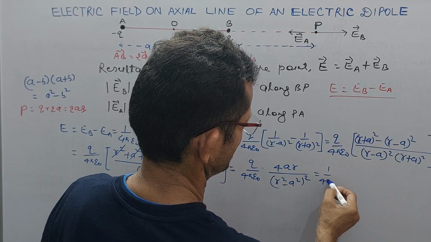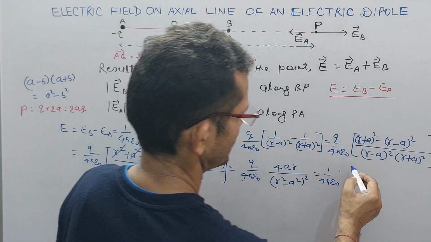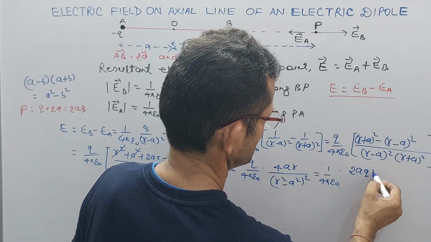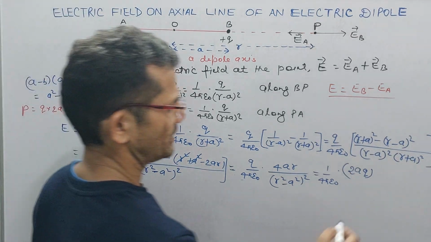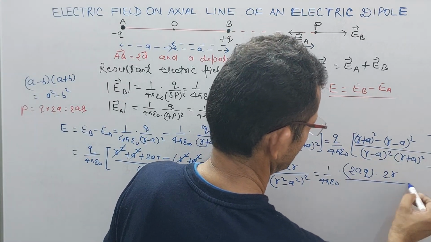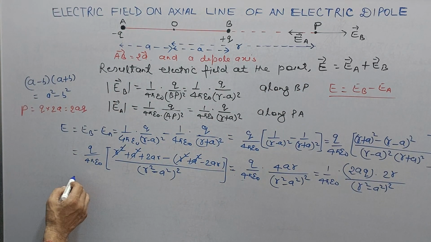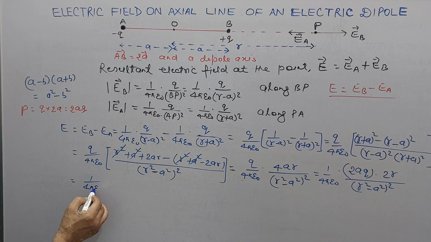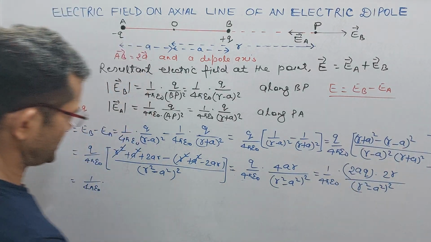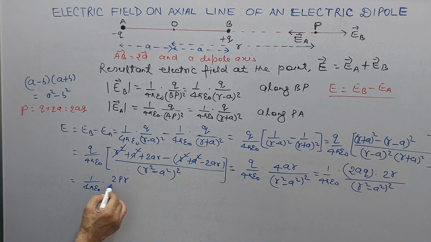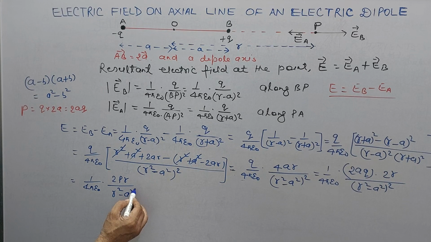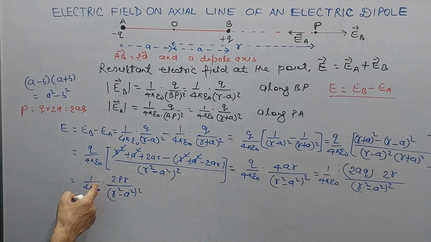1 upon 4 pi epsilon naught, 2aq, and the remaining is 2r divided by (r square minus a square) the whole square. Now the final value: 1 upon 4 pi epsilon naught, and 2aq replaced by p becomes 2pr divided by (r square minus a square) the whole square. Now this is the final value.